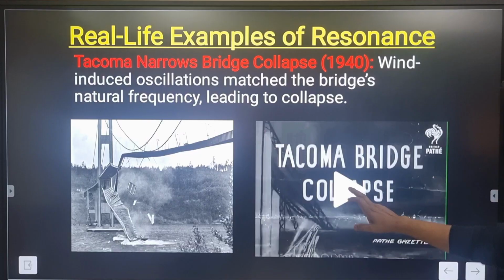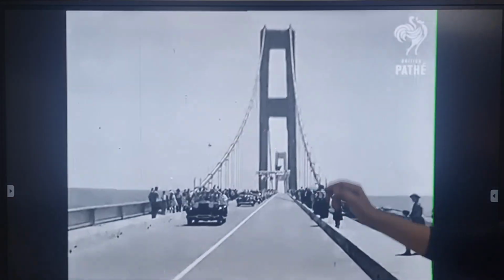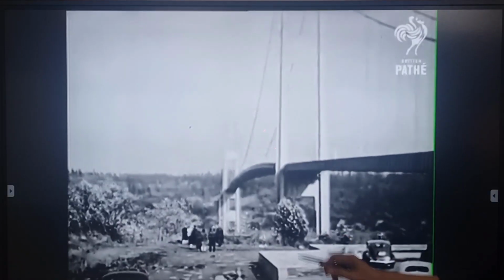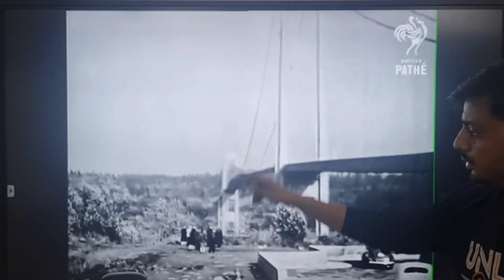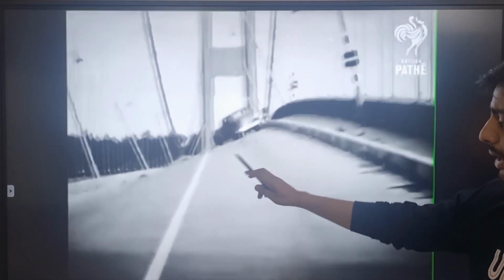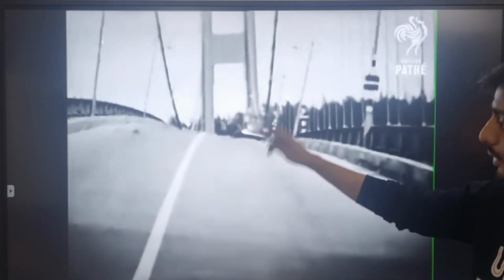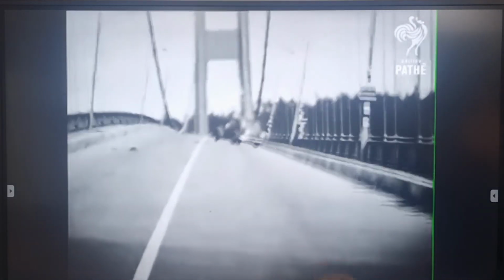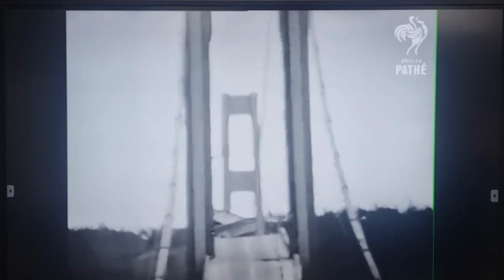You can see this video. See, this was the bridge. See the vibration here. When the wind matches the natural frequency of the bridge, then it vibrates or resonates with maximum amplitude, as a result of which it collapses.